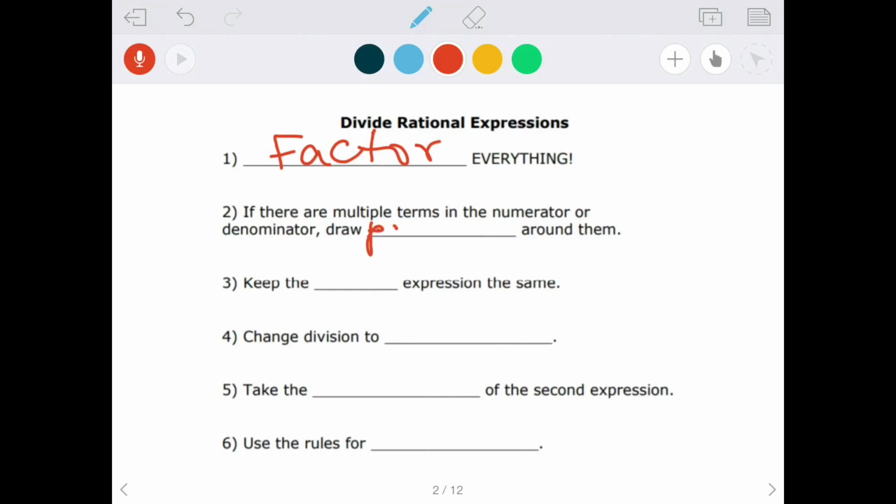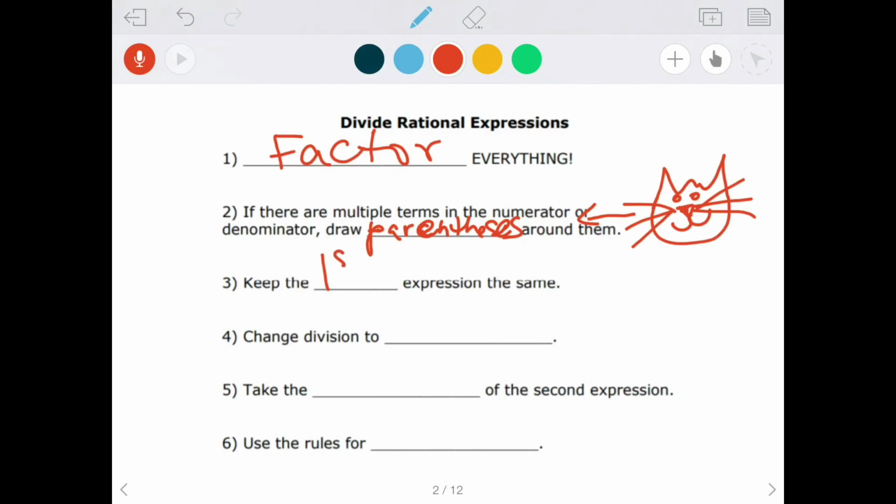You are going to also draw, and let me make sure that I spell this correctly, parentheses around them to ensure you do not kill happy kittens. And there, I even drew a kitten for you just to say, don't kill me. Draw parentheses. Step 3, we are going to keep the first expression the same.